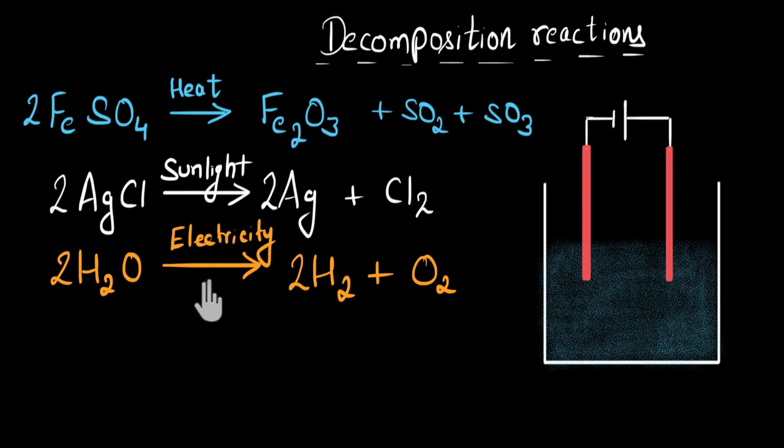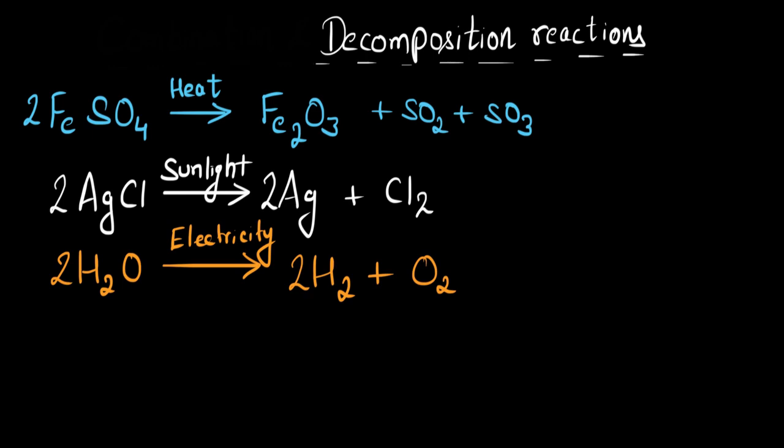In a decomposition reaction, one big reactant breaks down or decomposes into multiple products. And generally, decomposition requires more energy. And such reactions that require more energy are called endothermic reactions. We'll talk about that later. Sometimes we give energy in terms of heat. And these decomposition reactions are given a special name. They are called thermal decomposition reactions because heat is involved over here.